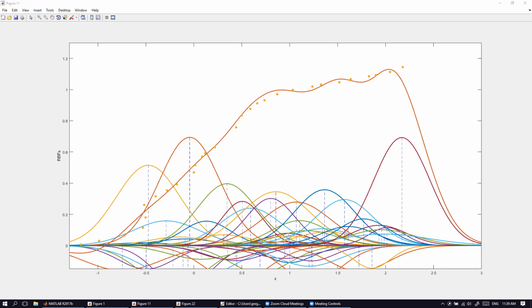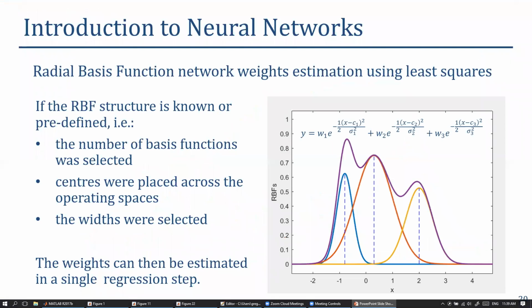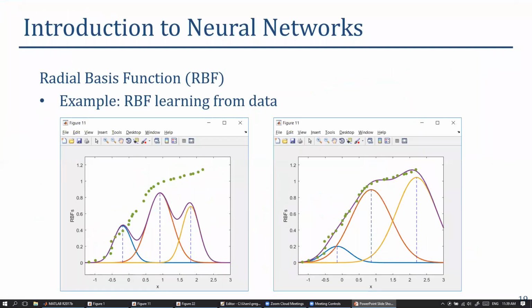And I have a further example in which I will try to explain just this. Okay, so first, in the example that I have just shown, we optimize the widths, the weights, and the centers. We threw the number of centers, initially some randomly, onto the operating space, and then let the optimization algorithm optimize all these parameters to fit the data. This was one of the approaches.